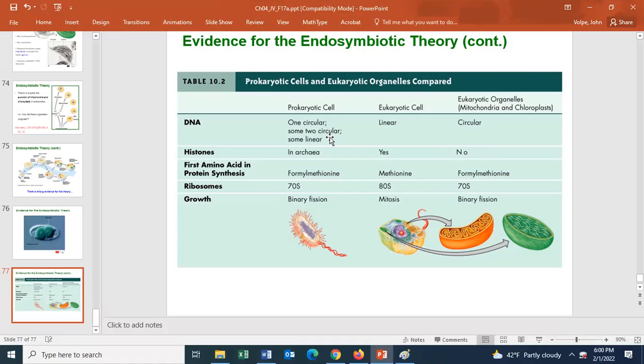Meaning the sequence of the DNA. When we sequence the DNA of a mitochondria or a chloroplast, it falls within the domain bacteria, meaning the sequence of the DNA in the mitochondria and the chloroplast is similar to, and most similar to, the DNA of another bacteria cell. And then that DNA is circular. Any questions about any of that?